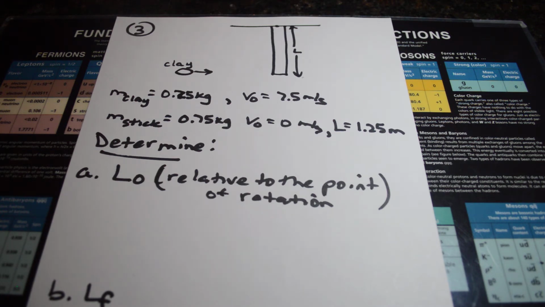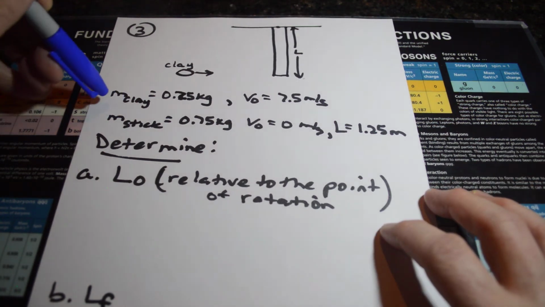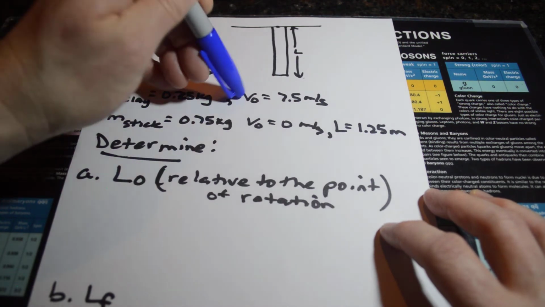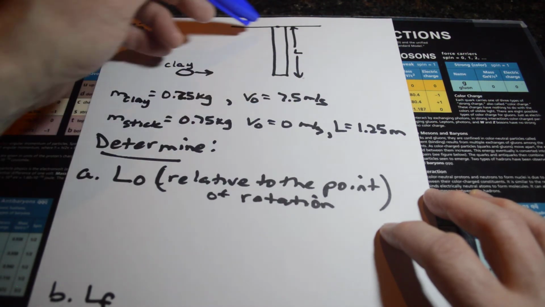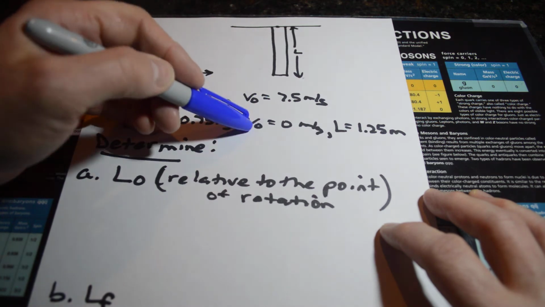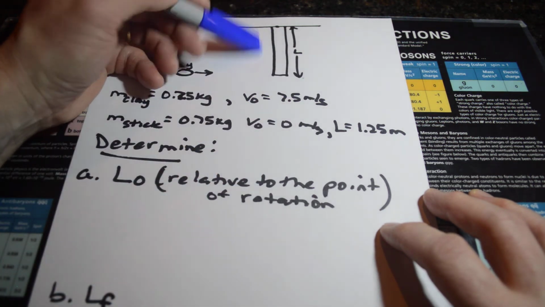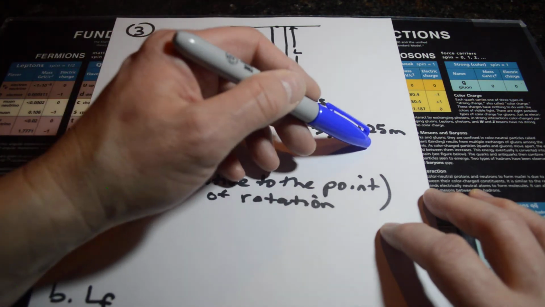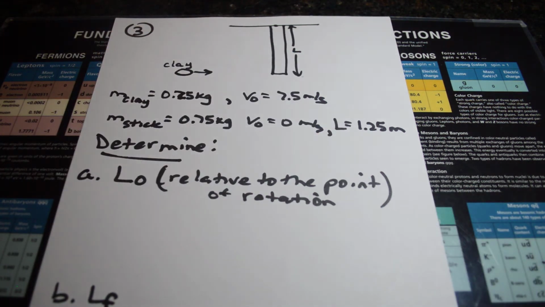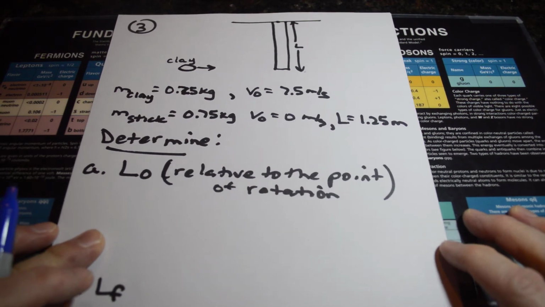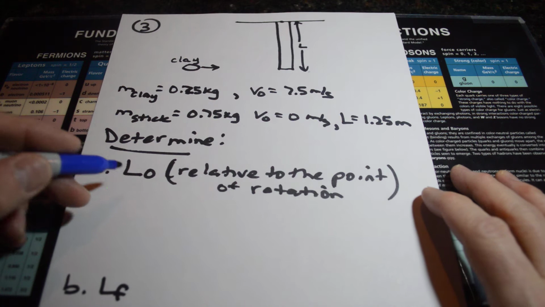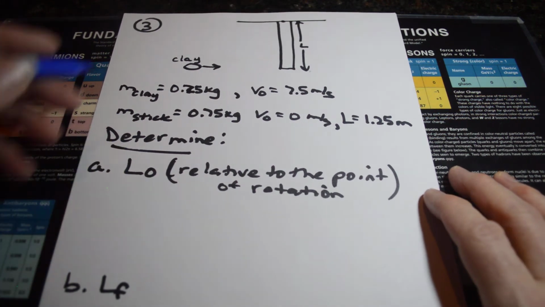And so it says here all the data. You have the mass of the piece of clay, its initial velocity, the mass of the meter stick, its initial velocity, which is 0 because it's not moving, and then the length of the meter. In this case, it's probably not a meter stick because it's over that, but the length of the stick itself is 1.25 meters. Okay. So it says, what is the initial angular momentum of the clay?